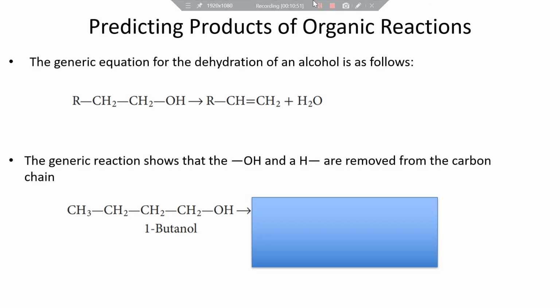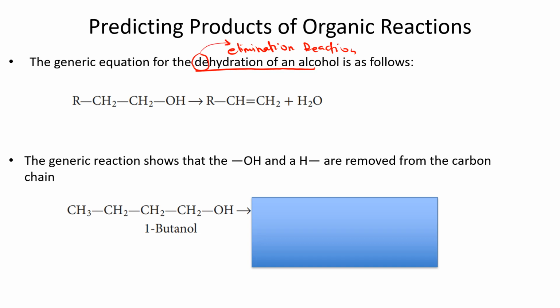Alright. Now, if they give you a reaction and they want you to predict what will be the product. So this is the general equation for the dehydration of an alcohol, which is an elimination reaction, right? So when you see dehydrogenation, dehydration and so on, the D means elimination. So you have an alcohol, right? You remove water, OH and H from here, and then you get an alkene, right?